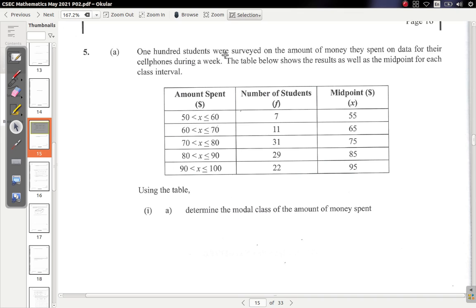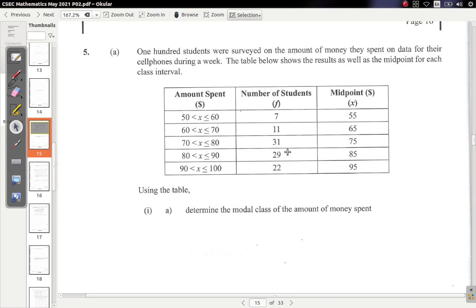They say 100 students were surveyed on the amount of money they spend on data for their cell phones during a week. The table below shows the result as well as the midpoint for each class interval. So using the table, determine the modal class of the amount of money spent. Alright? So remember your statistics. Those are the classes.